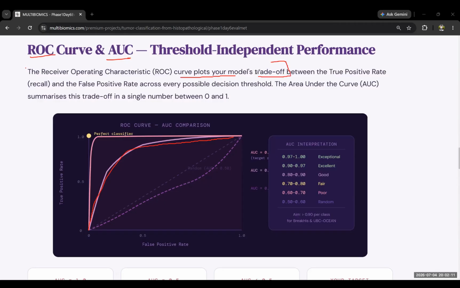And this actually shows what trade-off? So balancing, right? True positive rate to the false positive rate. And we are getting a graph, and that graph will be in the form of a curve. So that is ROC curve. That is receiver operating characteristics curve. And what is AUC? What is the area under this curve?